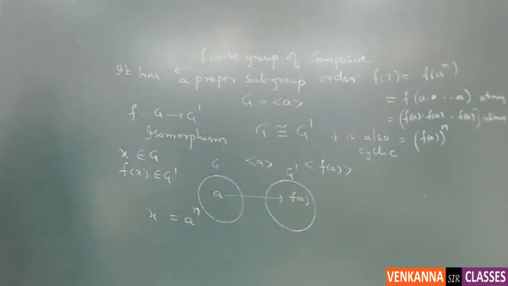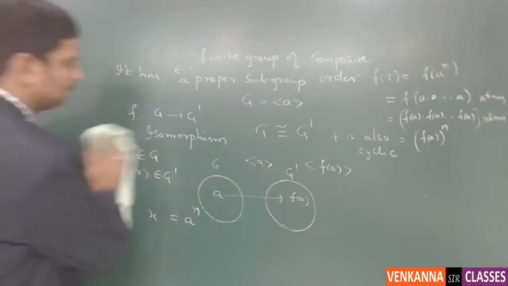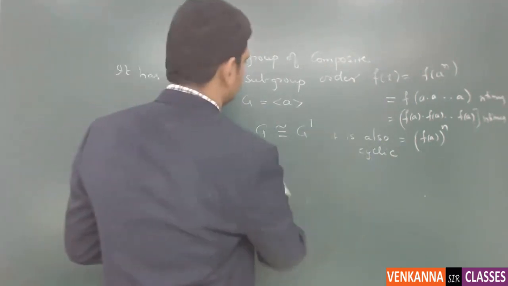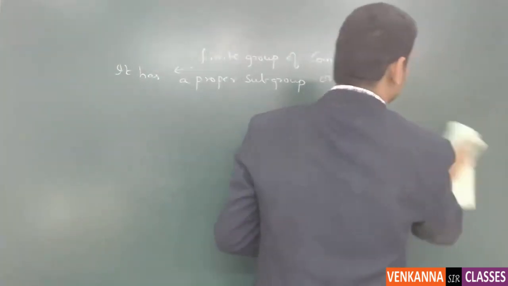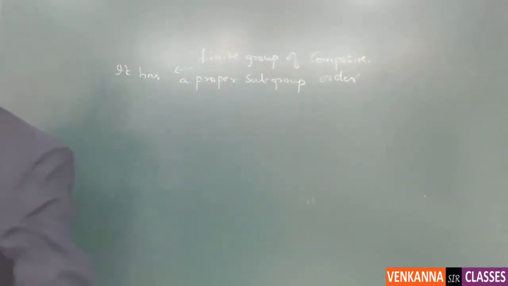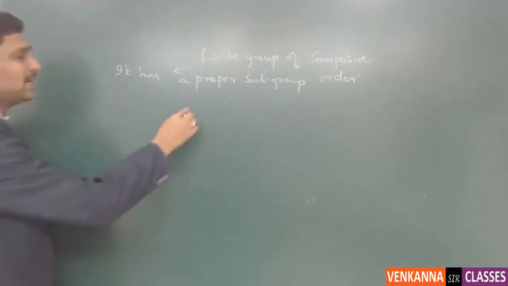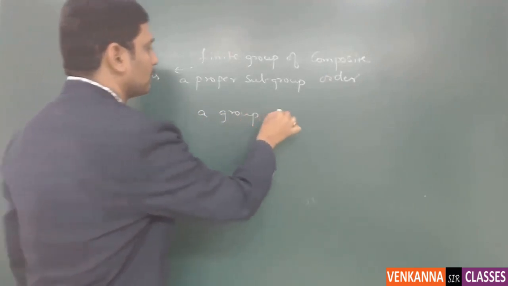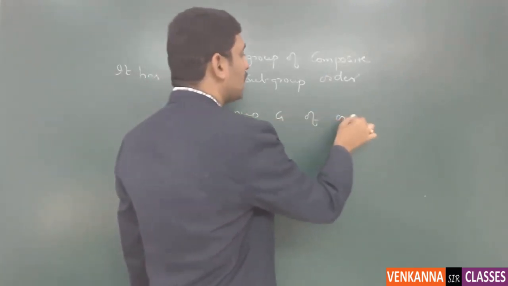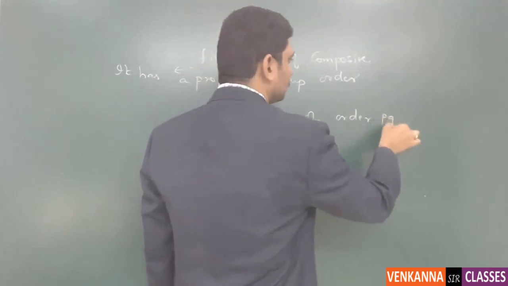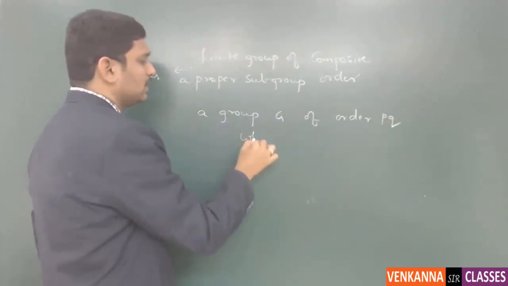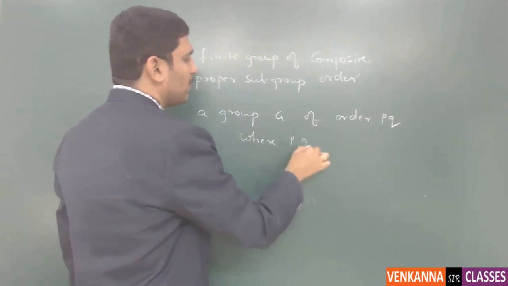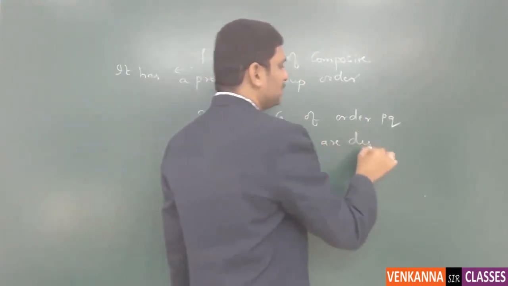Right? And using that result, we can solve one small problem. Let us consider a group G of order PQ, where P, Q are distinct primes.